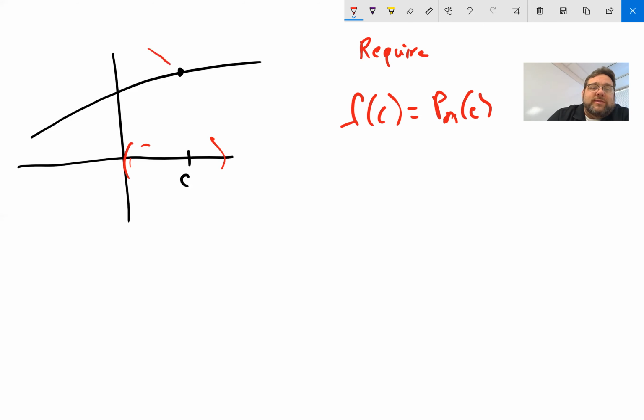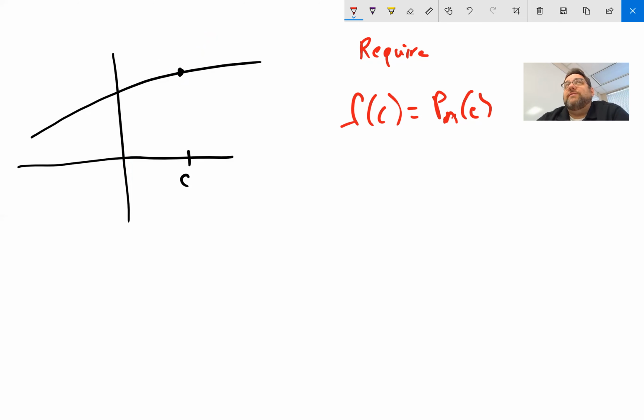You can come in like this with a straight line. You can come in like that with a straight line. You can do a parabola. You can do something that looks like this. I mean, there's just an infinite number of functions, even polynomials, that will go through that point. So what can we do then? Well, we're going to do something else.